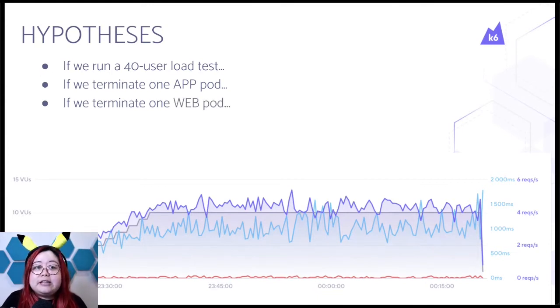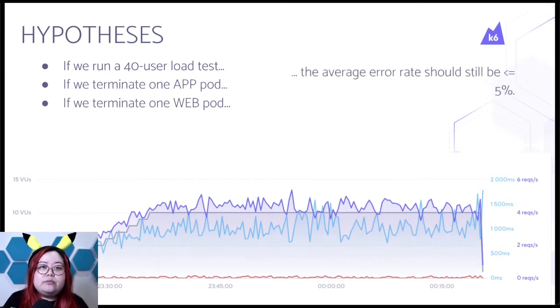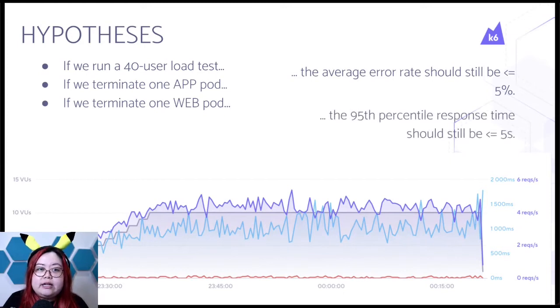To complete these hypotheses, I identified 2 of the metrics. And in each of these experiments, the average error rate should still be less than or equal to 5%. And the 95th percentile response time should be less than or equal to 5 seconds. So there's actually different combinations of that: only 3 experiments, but 6 different hypotheses.